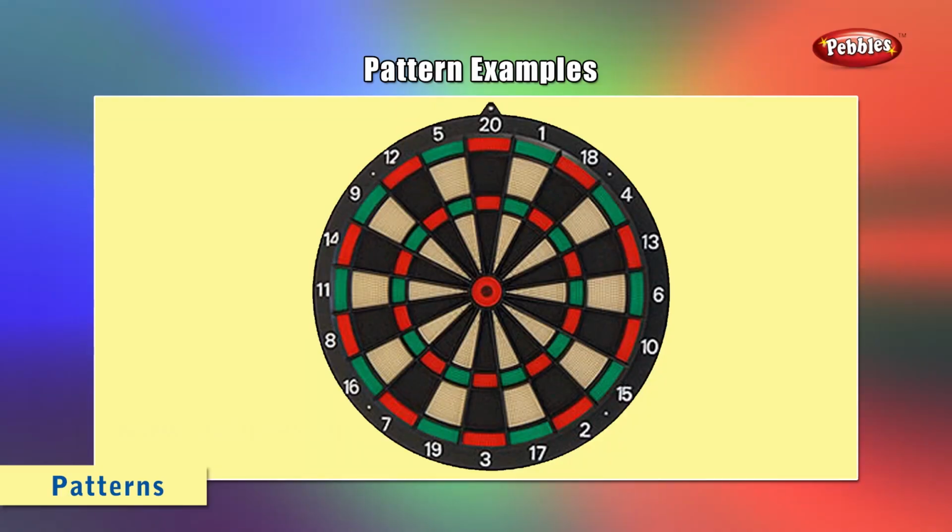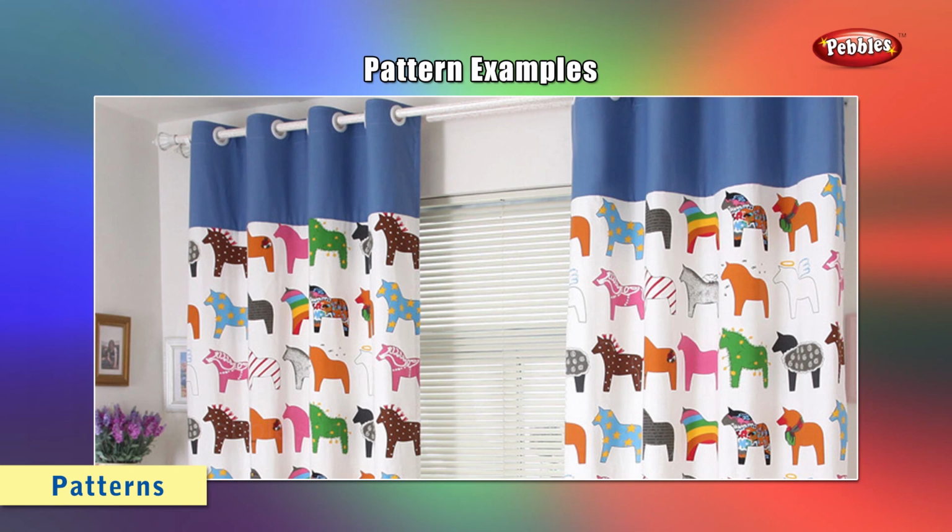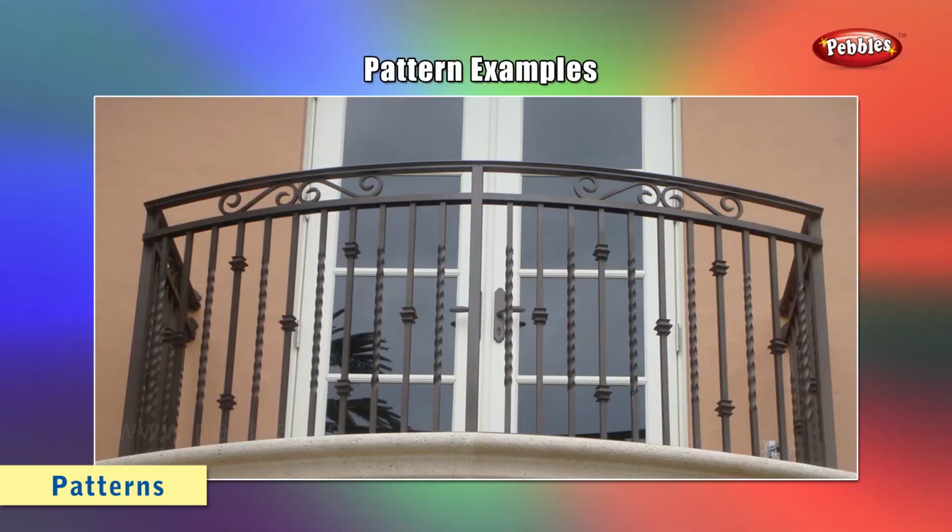The dartboard had many colors and designs. In their bedroom, they noticed curtains on the window. The curtain had beautiful design with different colors. Later on, they saw iron grills on the balcony. Every day, we see many such patterns around us.